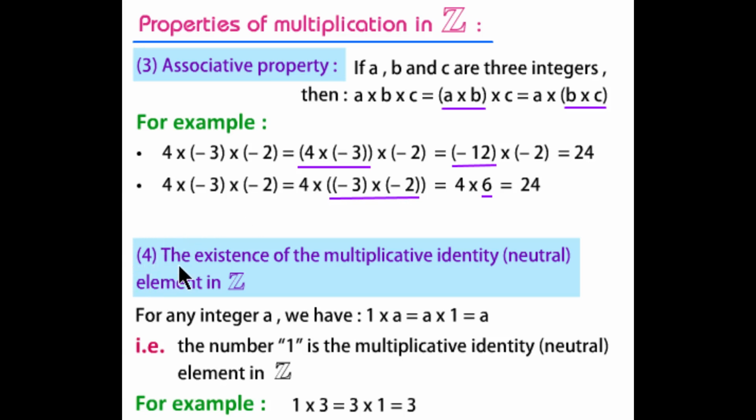4. The existence of the multiplicative identity or neutral element in Z. For an integer A, we have 1 times A equals A times 1 equals A. That's to say, the number 1 is the multiplicative identity or neutral element in Z. For example, 1 times 3 equals 3 times 1 equals 3.